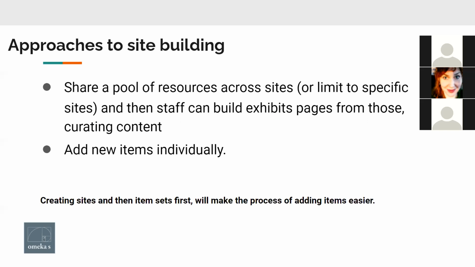Well, I have to have a site to add something to it first, but that would also be helpful as well. If you're going to share a pool of resources, then at that point, those resources could be added and then people could build their sites and pull from those resources to create those exhibits. So if you're going to share a pool of resources across multiple sites, then there'll be a little bit more decisions to make as you go along in terms of exactly what you're going to share and how you're going to share that with everybody. If you're going to limit resources to individual sites, then in that way, you can create your site, add those resources, and then do your item sets.